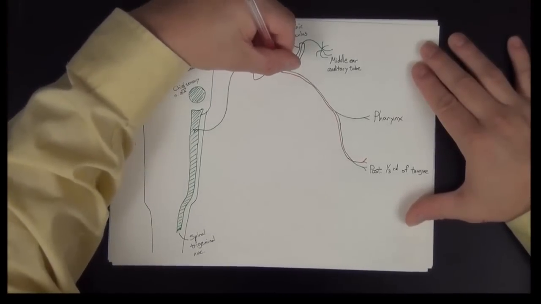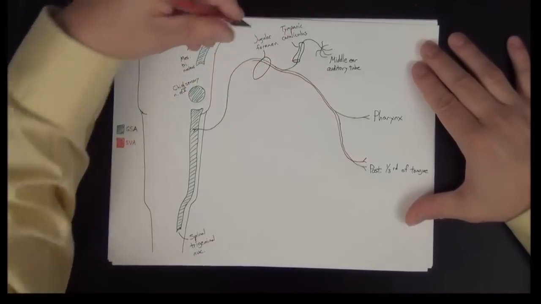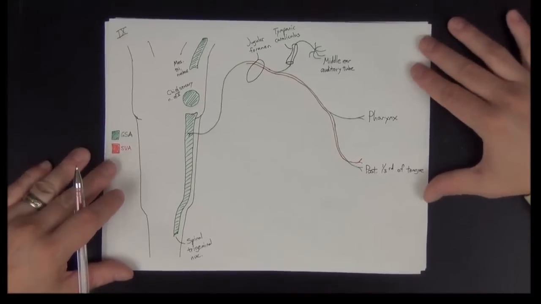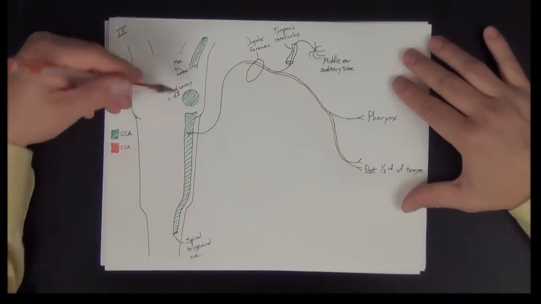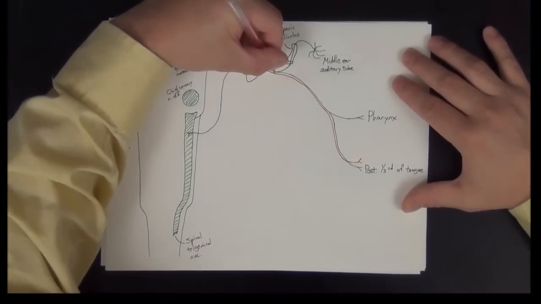Now one thing I want to mention here is, as we cross into the jugular foramen, before we go any further, I want to remind you that sensory cells have their cell bodies not initially inside the central nervous system, but in peripheral ganglia.